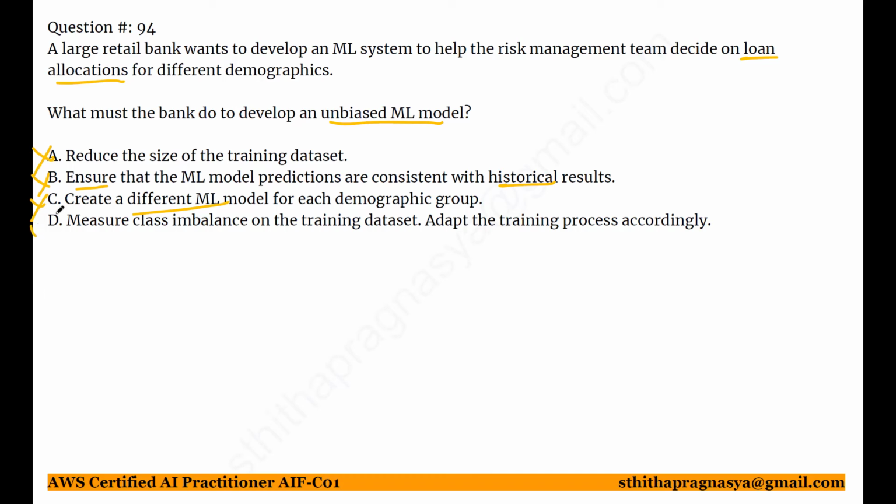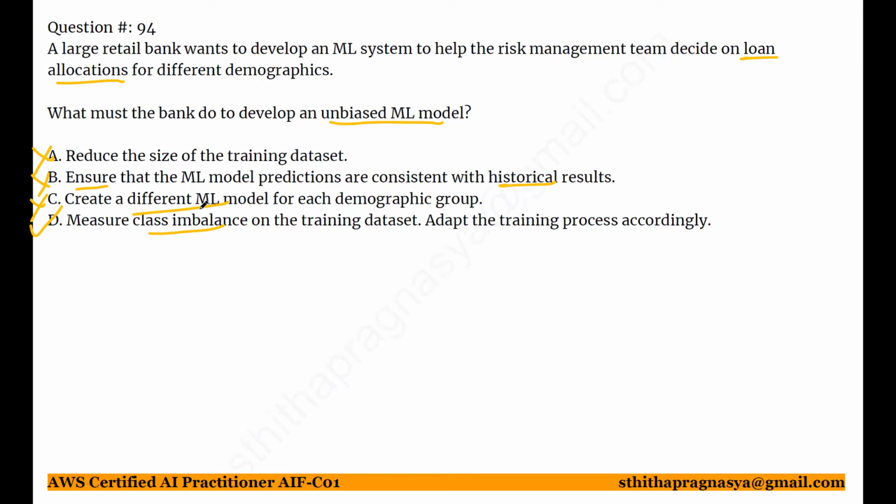So that leaves us with option D, that has to be the right one. Class imbalance. This occurs when some groups or categories are underrepresented in the training data. Measuring and addressing this imbalance, such as by resampling the data using appropriate weighting or applying fairness constraints, ensures that the model does not learn biased patterns.